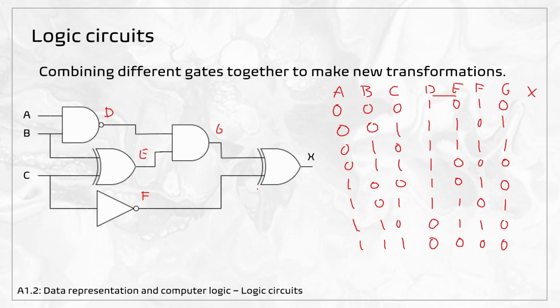And now finally, the output X. X is just going to be G XOR F. So we can just look at these two inputs right here. So XOR, of course, means only one input must be a 1 in order to output a 1. So here will be a 1, here will be a 1, here will be a 0, here will be a 0, here will be a 1, here will be a 1, here will be a 1, and here will be a 0. And there we go. That is the truth table for a logic circuit with 3 inputs.